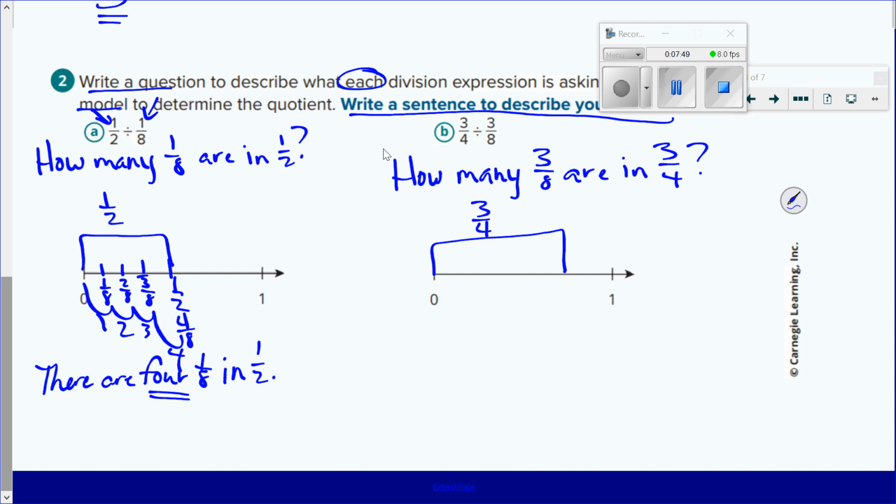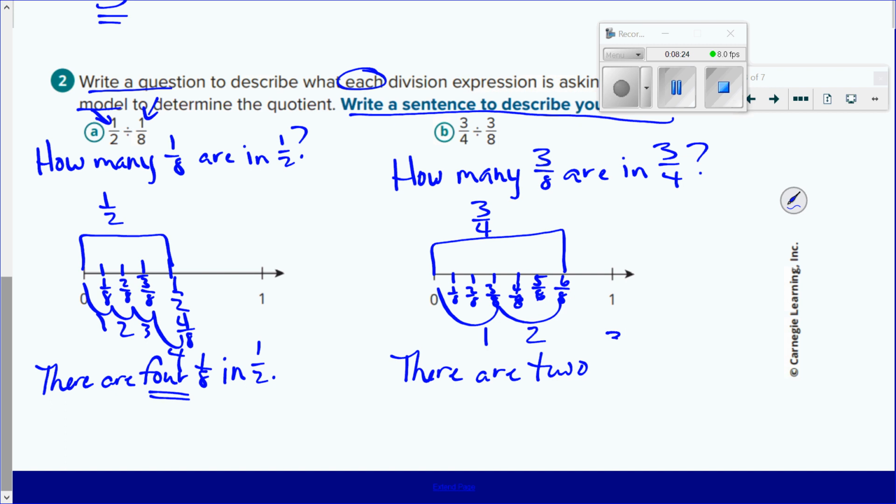Well, I actually saw a student in first period that did this that I thought made it make a lot more sense. He actually said, well, if I divide it into 8s, I can go up by 8. So 1, 2, 3/8. So he knew there was one section that he did 4/8, 5/8, 6/8, which is equivalent to 3/4. So he said there's 1, 2. So the answer is there are 2 3/8 in 3/4. Does that make sense?